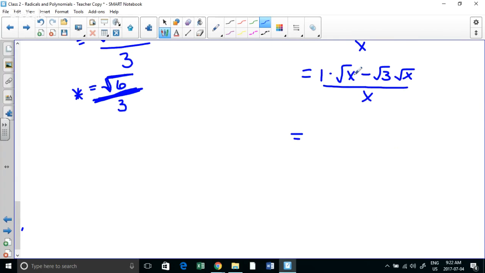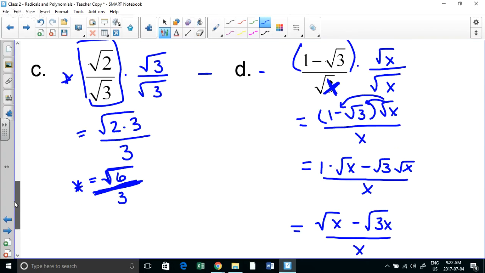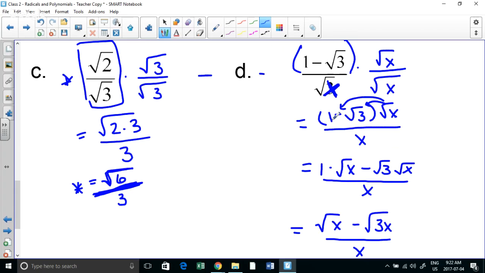So 1 times anything is just whatever that anything is. And here you can put the 3 and the x together. And then you get the x here. So when you get to this step, this just multiplies both terms within the bracket. It's that distribution property that you saw in Sec 3 when you're multiplying different values. Does that answer your question? Yeah. Okay, perfect.